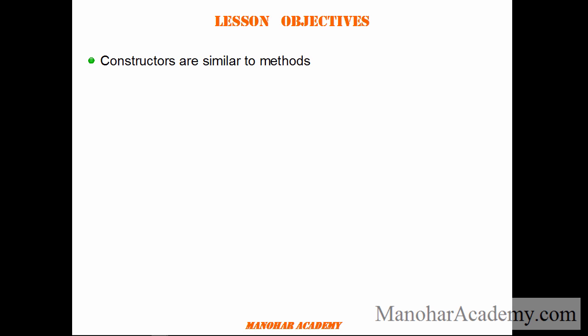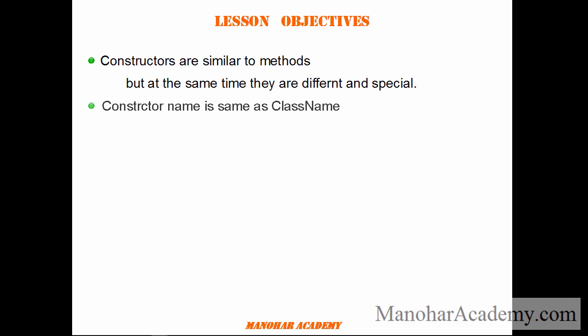Constructors are very similar to methods, but at the same time, they are very different. They have a different purpose. And the constructor name is always the same as the class name. So if the class name is myDate, the constructor name is also myDate. And we know that a constructor cannot return anything, so a constructor doesn't have any return type.